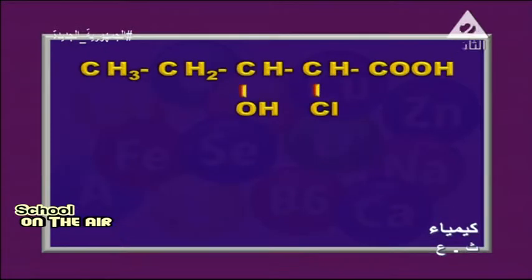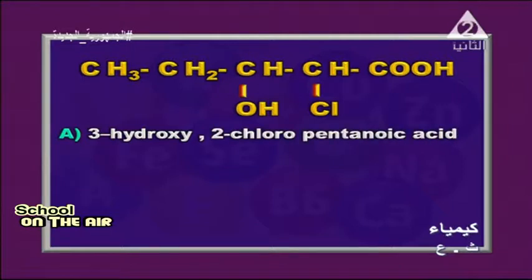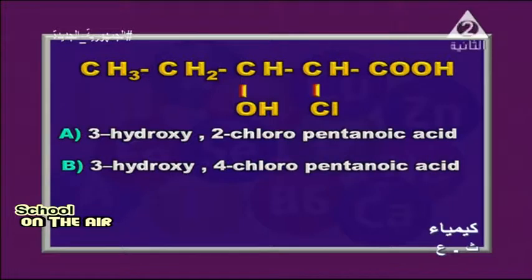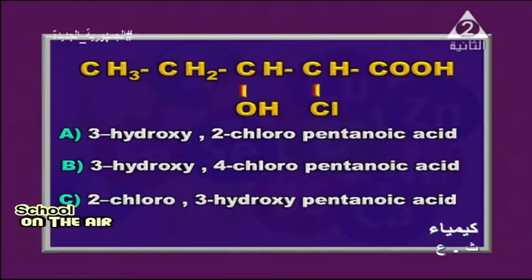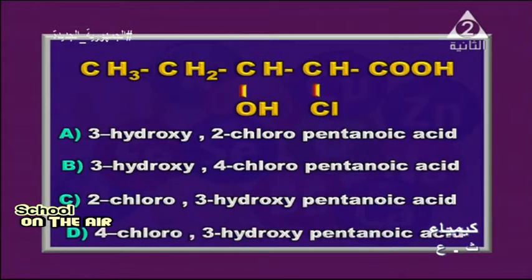Next one. As this molecule is shown on the screen, is it 3-hydroxy-2-chloropentanoic acid, 3-hydroxy-4-chloropentanoic acid, 2-chloro-3-hydroxypentanoic acid, 4-chloro-3-hydroxypentanoic acid? If you are going to number this chain of the acids, we have to start from the carboxylic group. So the correct name will be 2-chloro-3-hydroxypentanoic acid.